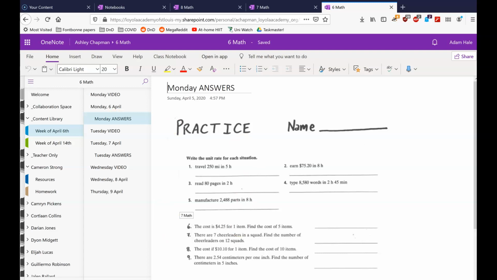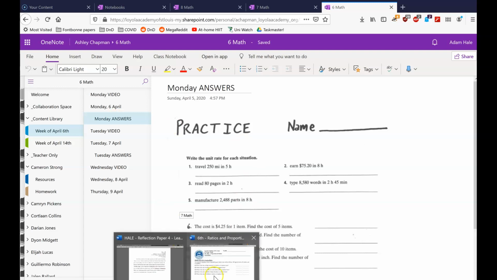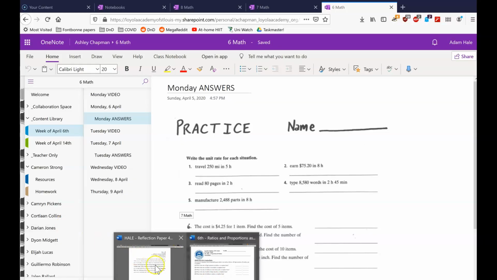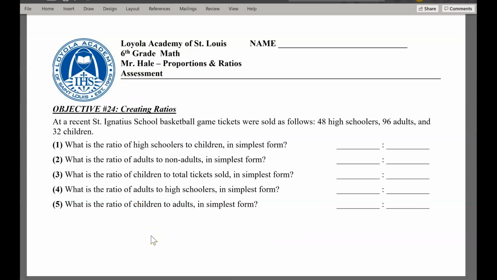Okay, let's talk about something that, my apologies, I assumed that you guys had been taught in previous grades, and a couple of you have come to me and said that you had not. So let's talk about ratios. Ratios are a way of comparing two amounts of something. So if you have a bowl of fruit and you have 6 apples and 4 oranges, the ratio of apples to oranges is 6 to 4.